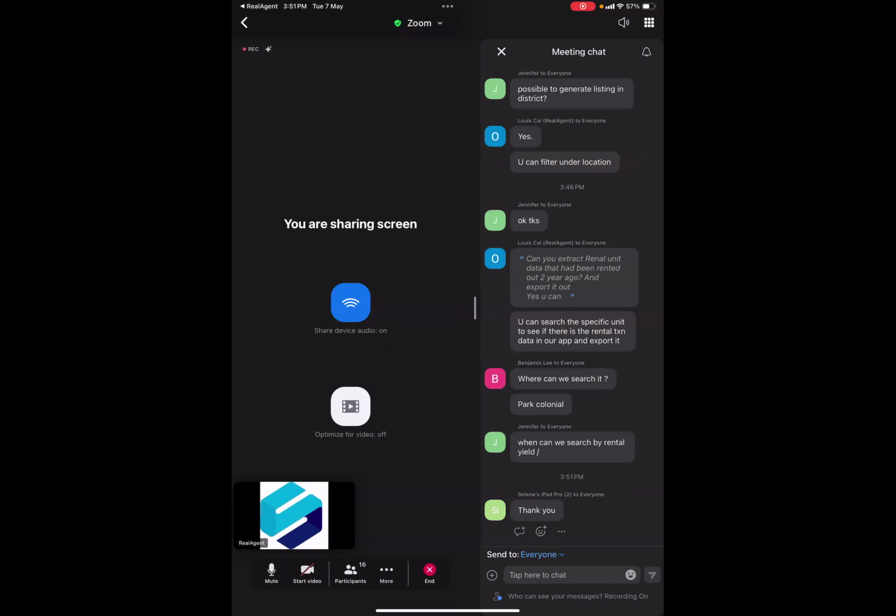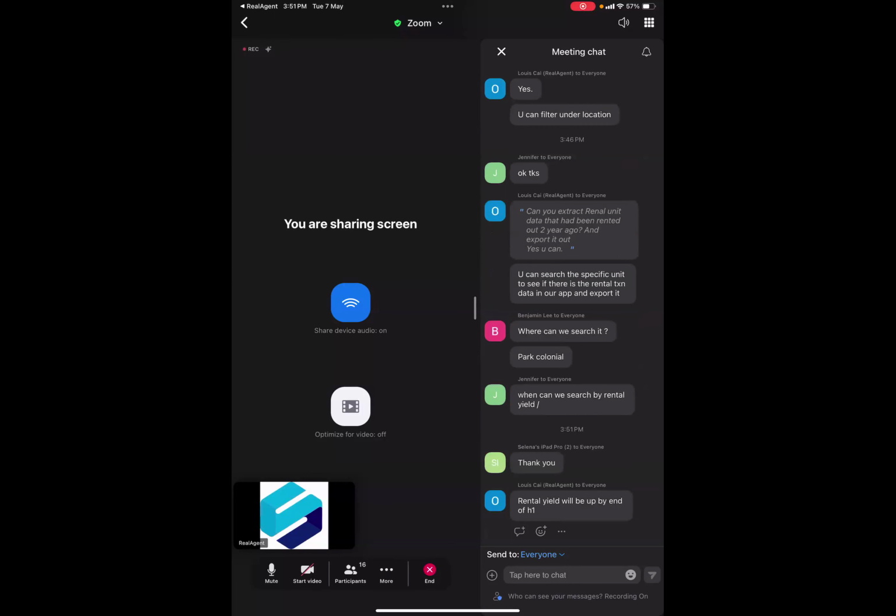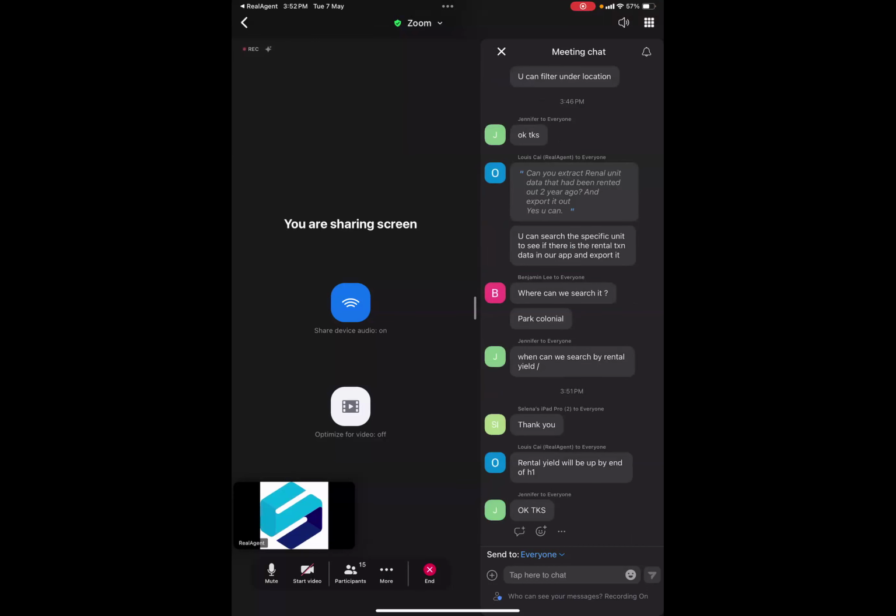Where can we search by rental yield? Currently, still cannot search by rental yield. The function is being added in for rental yield. Currently, still cannot. First half of the year, so by June should be up already. So we are adding it in. In fact, the beta I think is ready for us to test, so it should be coming out very soon. Okay, any more questions?